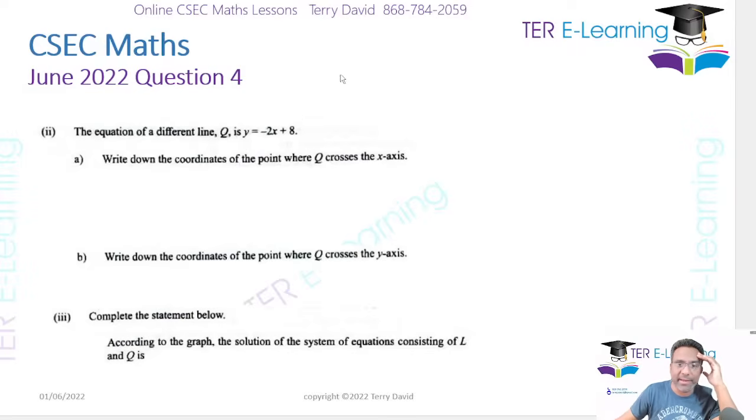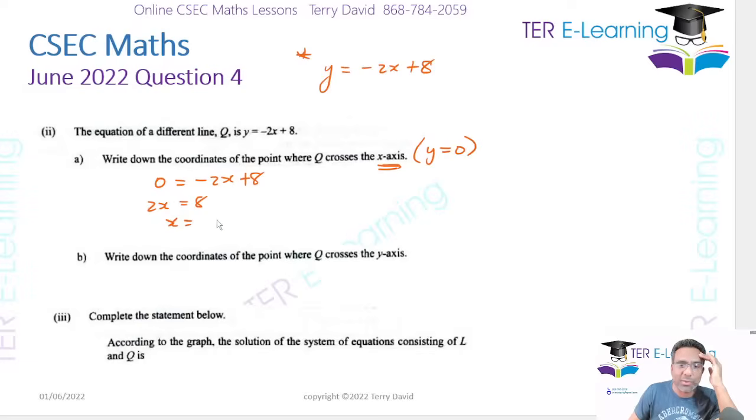So you have a different line here, and that line is y is equal to minus 2x plus 8, right? Now write down the coordinates of the point where q crosses the x-axis. This is not the first time they've asked a question like this. When you cross the x-axis, y has to be equal to 0. So we're going to put y equal to 0 into this equation. So 0 is equal to minus 2x plus 8, so 2x is equal to 8, and therefore x is equal to 8 over 2, which is 4.